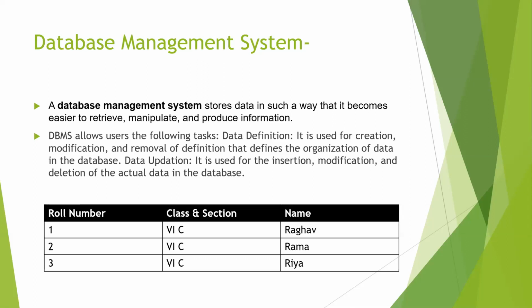So here I have written the roll number, class and section, and names of 3 students. Now you can see it is in the form of a table. Here I just wanted to tell you what tables are.